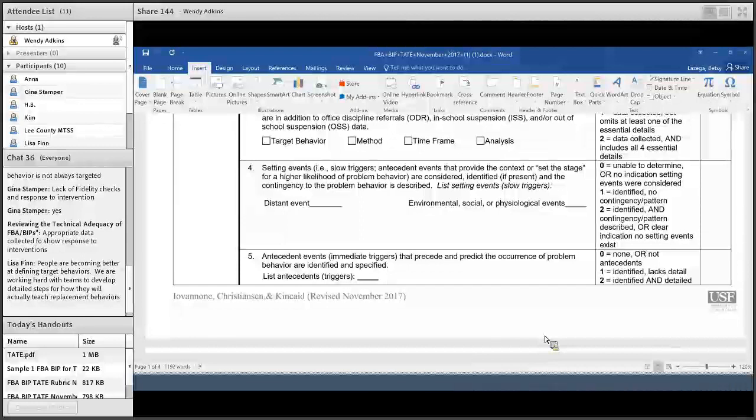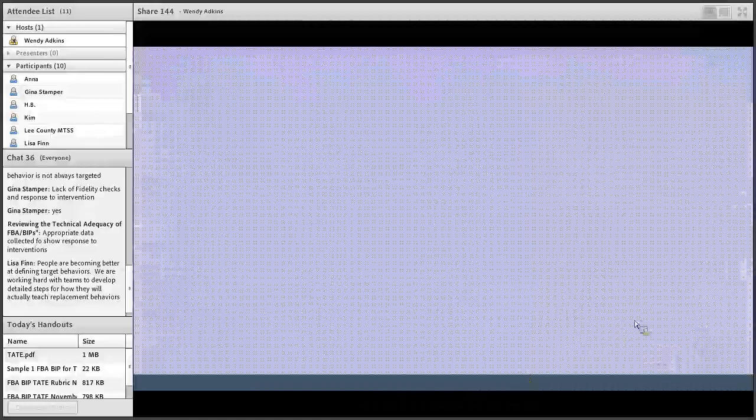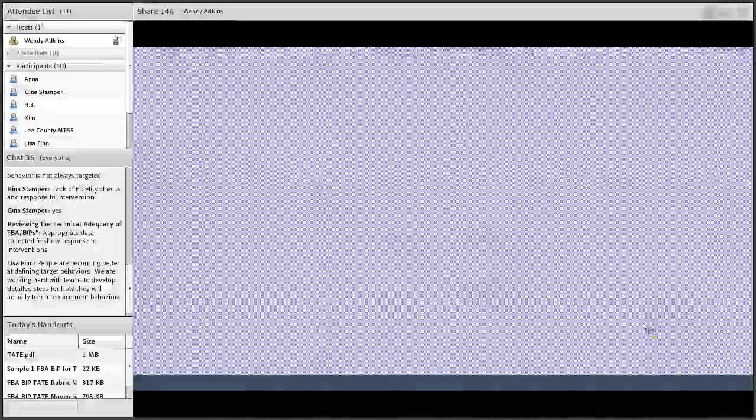Or you would need to say we considered setting events and there are none. That's the only way we know how to score that when there's no setting event. Antecedent events is number 5.